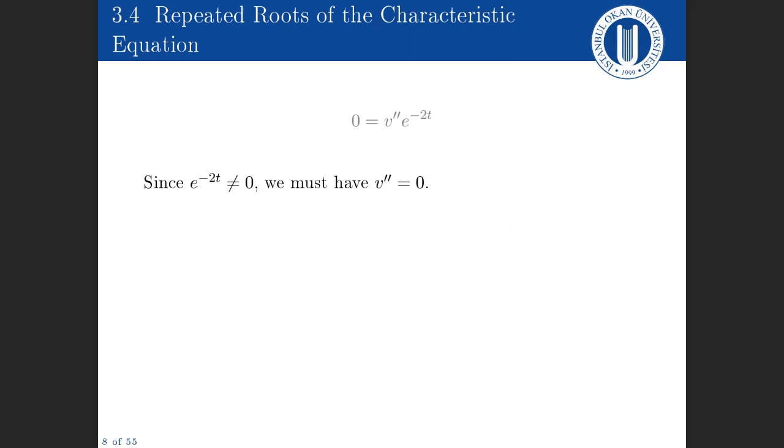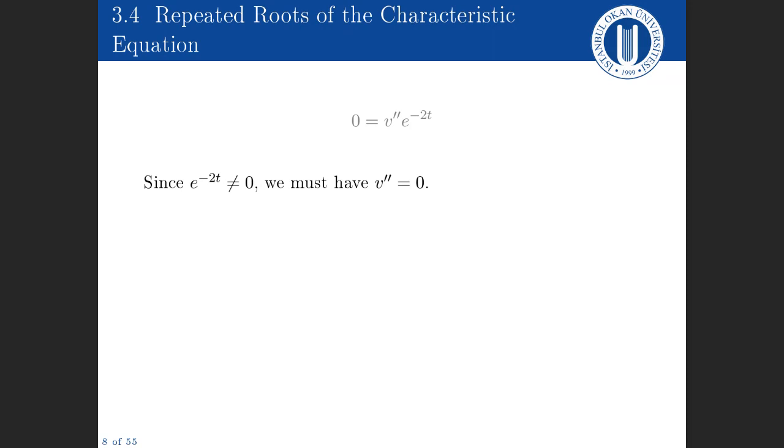So we have 0 is equal to v double prime e to the power minus 2t. Exponential functions are always not equal to 0. So if this is true, we must have that v double prime is equal to 0. So as long as we have a function v which satisfies v double prime is equal to 0, then we're going to end up with our new solution.